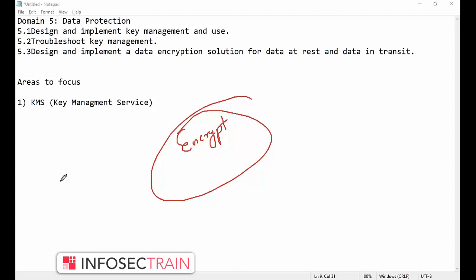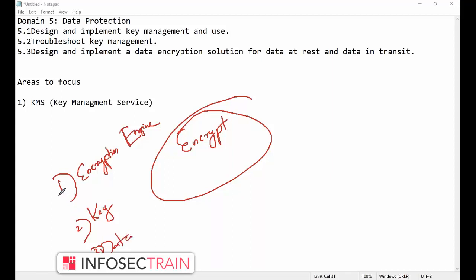So for encryption, what are the things you have? You have an encryption mechanism, or we call it an encryption engine. Then we have an encryption key. Then we have your data. You are encrypting this data with the help of this encryption engine or encryption algorithm. Okay, so you'll get a key, right? If you have this key, you'll be able to decrypt this data. If you lose the encryption engine or if you lose your encrypted data, it's okay. But if you lose your key, you are 100% done.